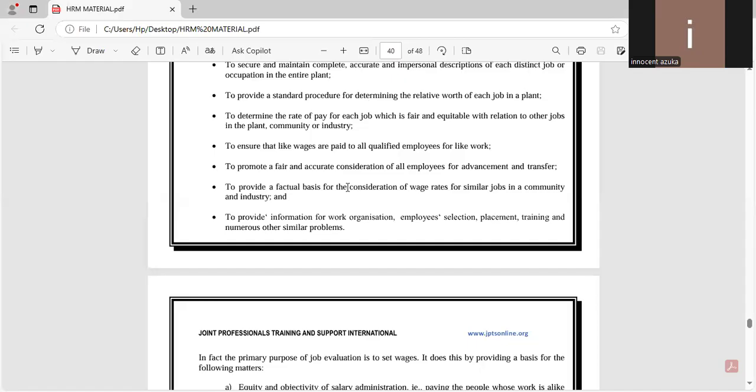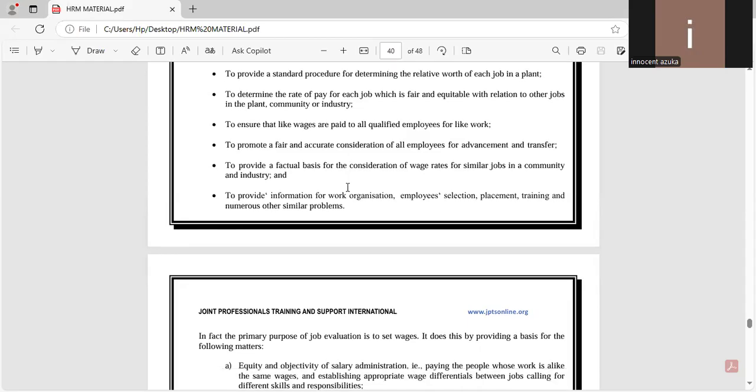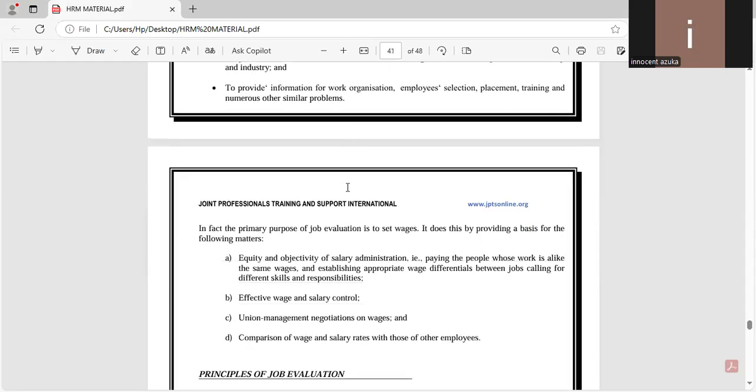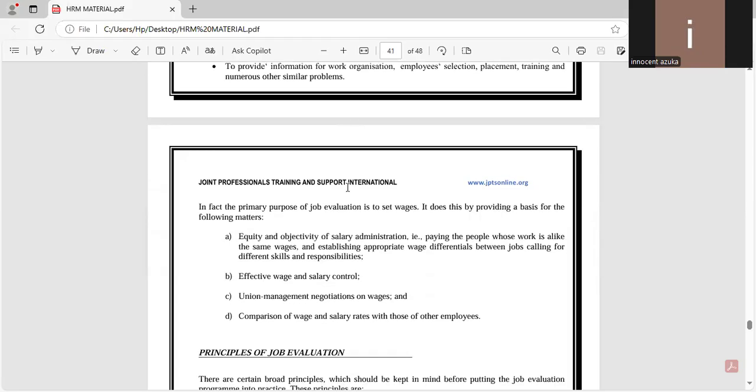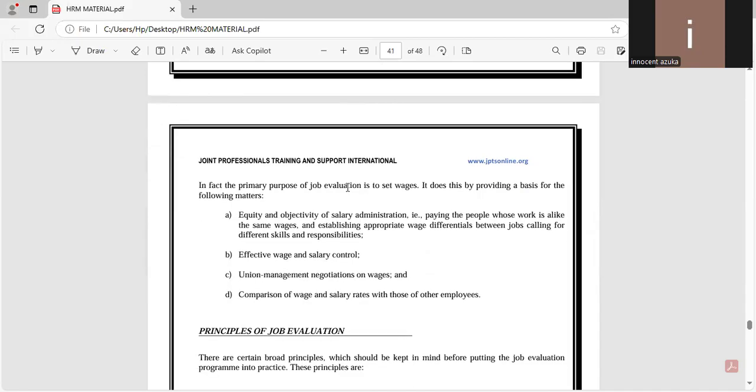To promote a fair and accurate consideration. So the primary purpose of job evaluation is to set what? Is to set wages. It does this by providing a basis for the following matters. So all staff have their different wages.